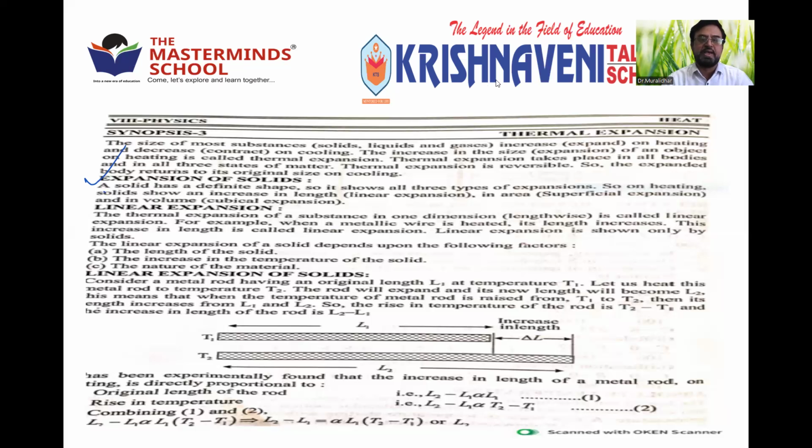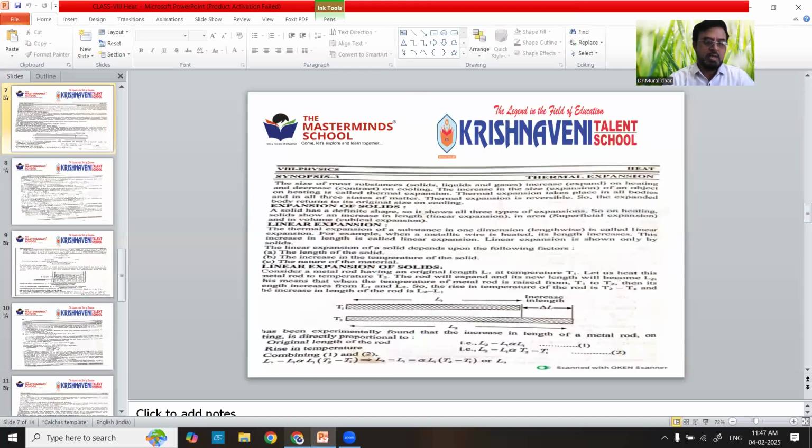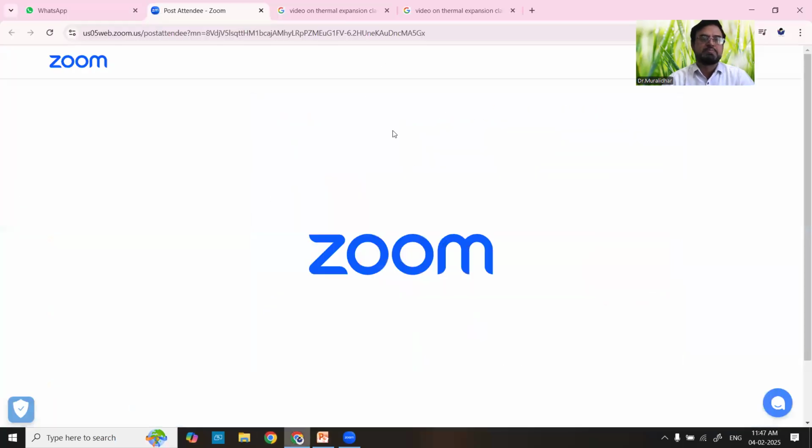So I can check the page numbers, but I cannot explain the page number. You can open the book and see. It is purely from your material only. Before going further, you can see the video on heat and expansion of heat, right?